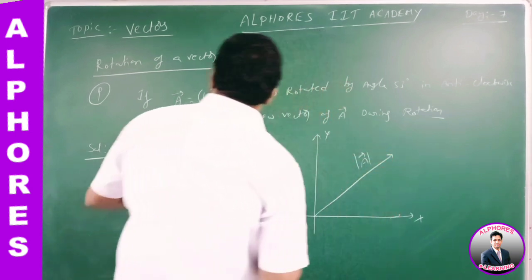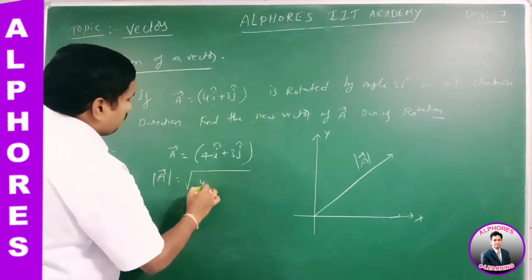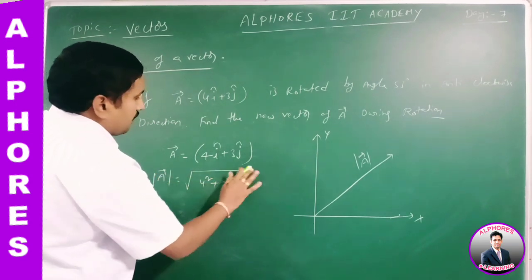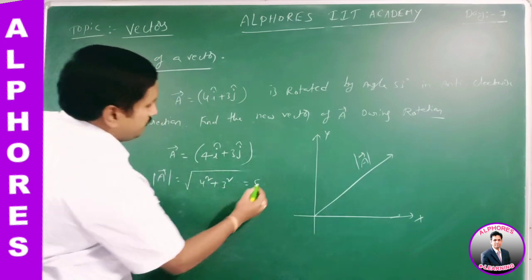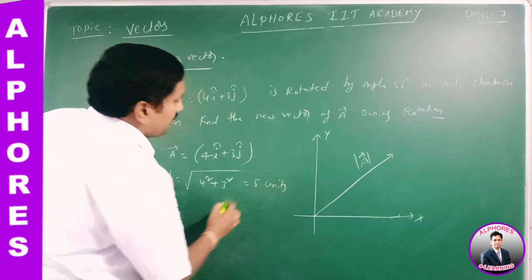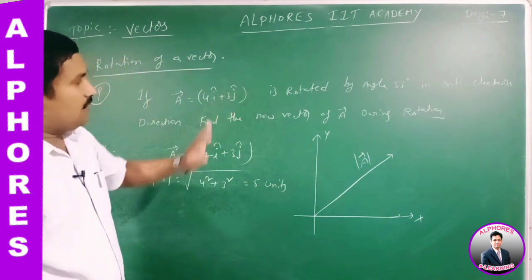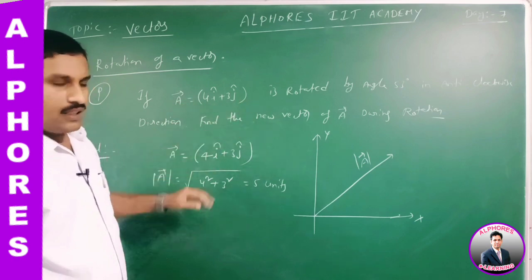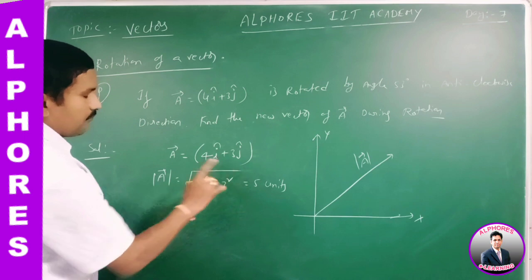Now what is the magnitude of this vector? Magnitude of a bar is equal to the root of 4 square plus 3 square. 4 square plus 3 square means root of 25, which is 5 units. Whatever the units may be, like centimeters or meters, as per the given data. Here I am not giving any units. That means the magnitude of a bar is equal to 5.